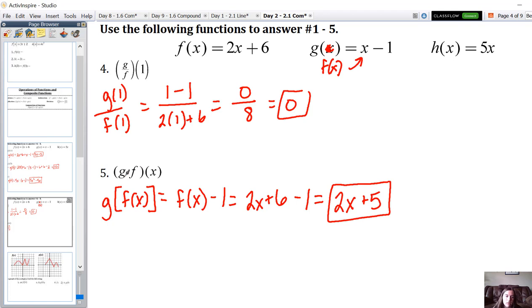So again, if you have a composition, this first letter is your outside function, the second letter is what's going inside of it. So here I put f of x inside of g, which means anywhere I see x in this g function, that's where I put f of x. So I have f of x minus 1. Then I knew that f of x was 2x plus 6, so I plugged that in for f of x and simplified.